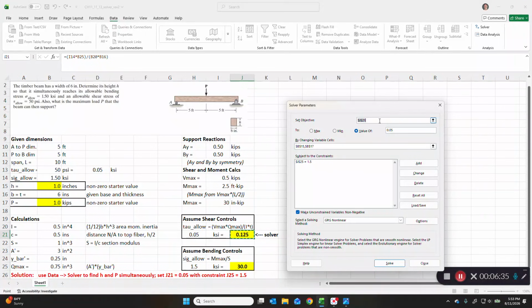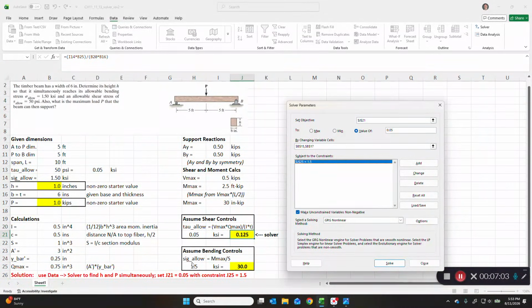We're setting that to a value of 0.05 because by equality we should have on both sides of the equations the same answer, and we know this was specified 0.05, by changing the variable cells for h and p, because those are both baked into this I equation and Vmax equation, as well as the Qmax equation. The only constant in here is T, the thickness, which is 6 inches. So subject to a constraint.